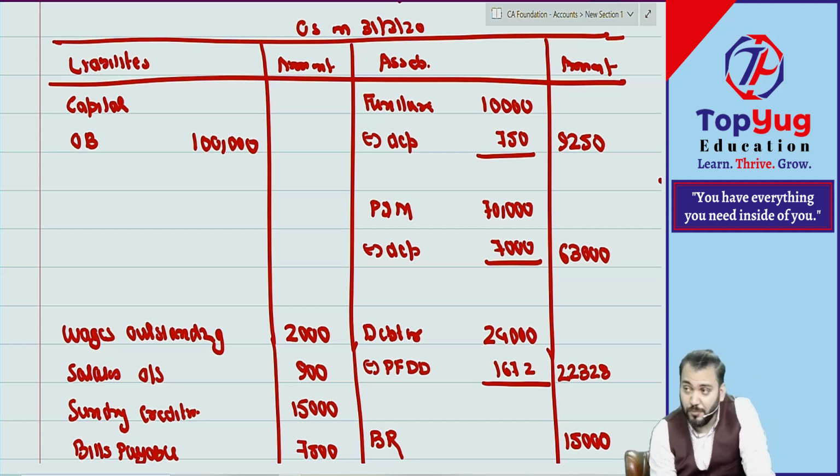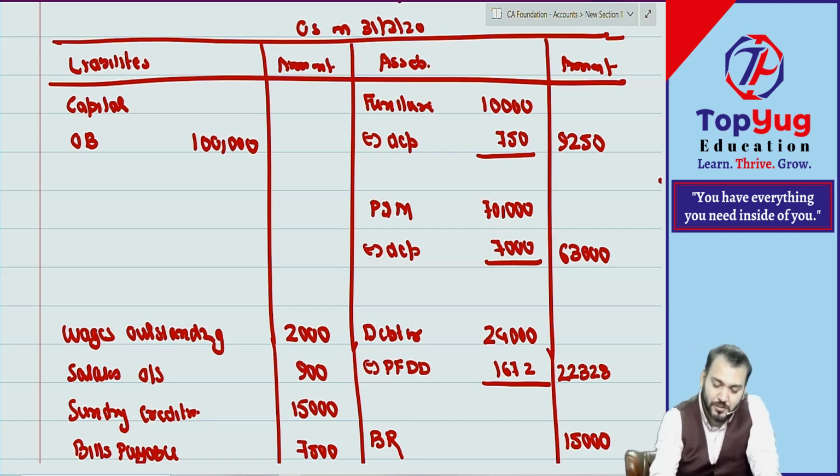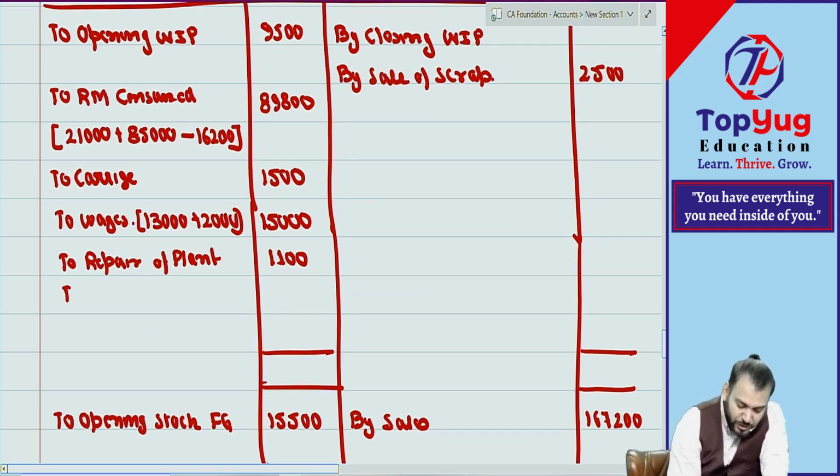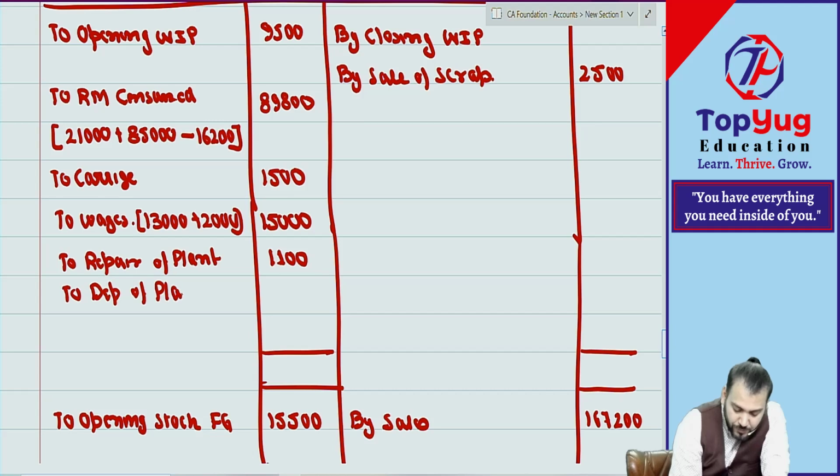Tell me, this depreciation of plant and machinery will go where? Manufacturing, trading or PL? Plant is used for what? Production. Understood? If you remember inventory chapter already I have given example. Any plant and machinery which is used for production, depreciation will be manufacturing cost, production overhead. Correct? So it will go where? I'll give a note for this also. Because normally students make mistakes here. So to depreciation of plant, how much? 7,000. Okay, sir.